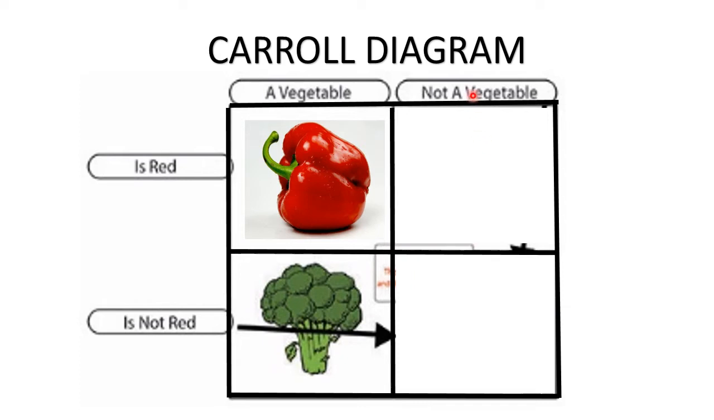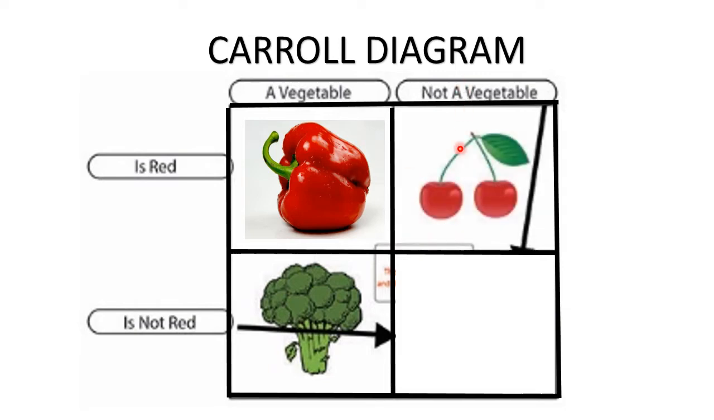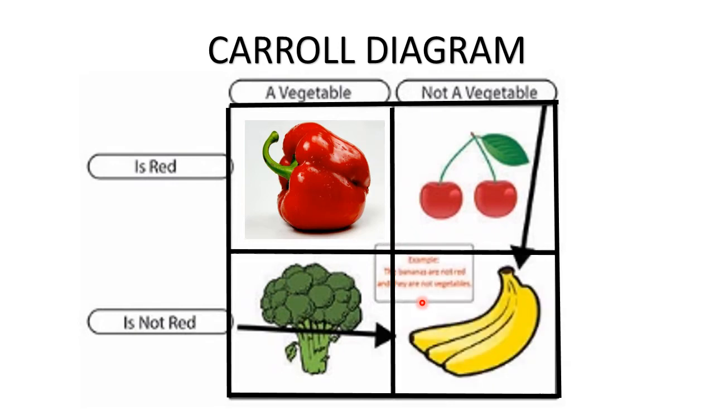In the second column, we have not a vegetable, red. So cherries could go here because cherries are not vegetables but are red. In the fourth section, which crosses between not vegetable and not red, we could put, for example, bananas, because bananas are not vegetables and they are not red.